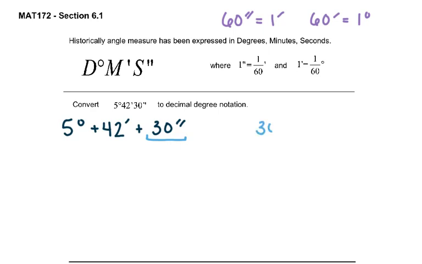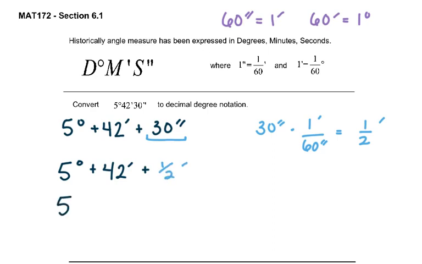So one thing we know is we have 30 seconds. And 30 seconds, if I take that and multiply by 1 minute for 60 seconds, that's going to give me half of a minute. So here I have 5 degrees plus 42 minutes plus half of a minute. So that is 5 degrees plus 42.5 minutes.